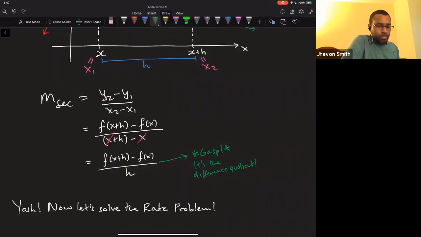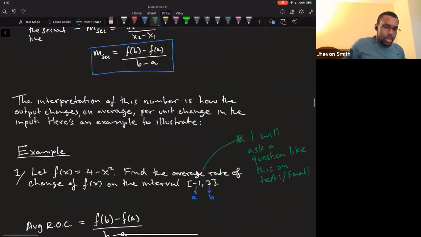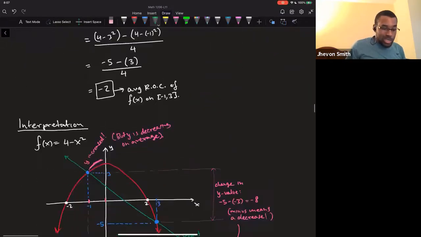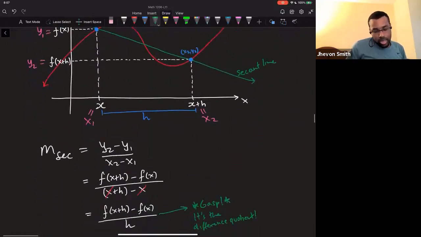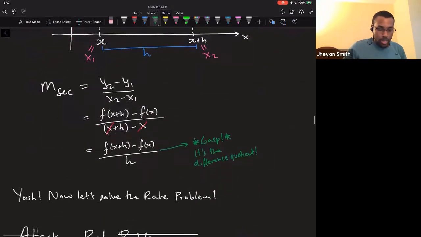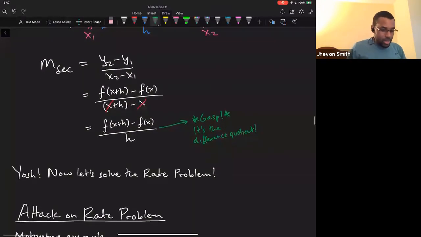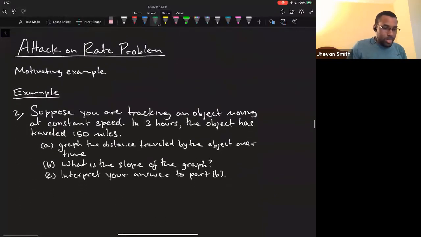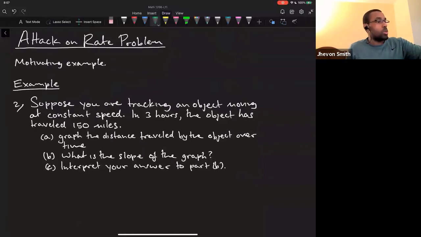So with that, now that we understand average rate of change, what it's meant to calculate, how to calculate it, and we realized that the difference quotient can be repurposed to measure average rate of change. In fact, that's what it was created to measure. Let's actually attack the rate problem. So, attack on rate problem. All right, so what we're going to do now is figure out how to solve the rate problem.